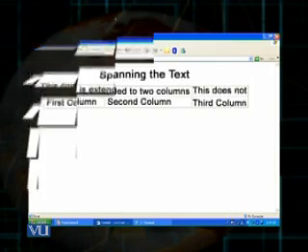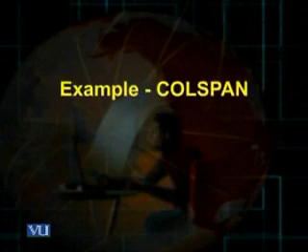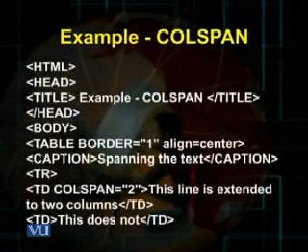You can see in this example that after the body tag we have used the table tag, and then we keep border equal 1 because we want these boundaries of the table to be displayed. They would not be displayed if we keep the border value 0 or we do not use the border attribute at all. Then the caption tag, I have given the caption spanning the text.